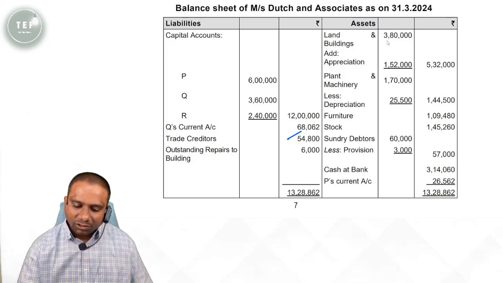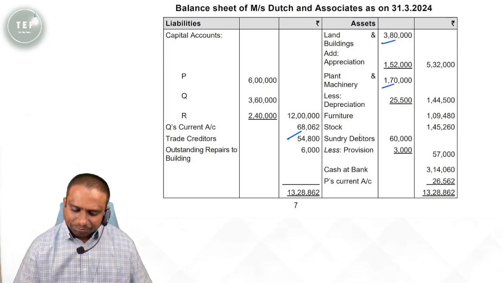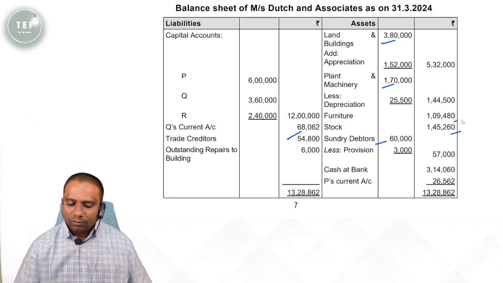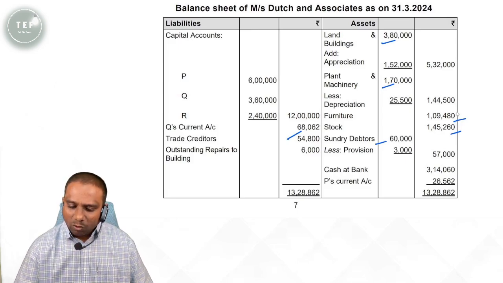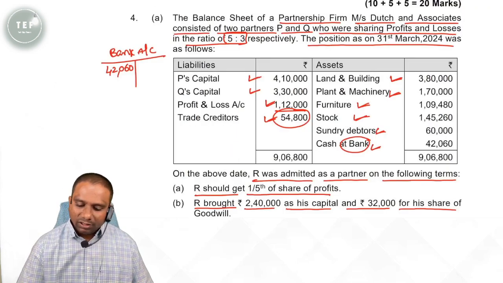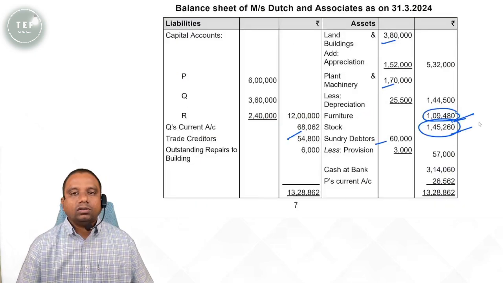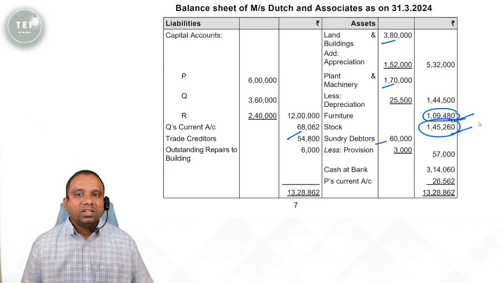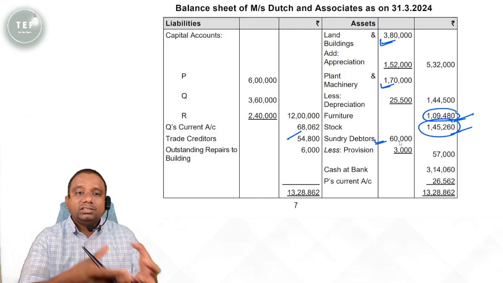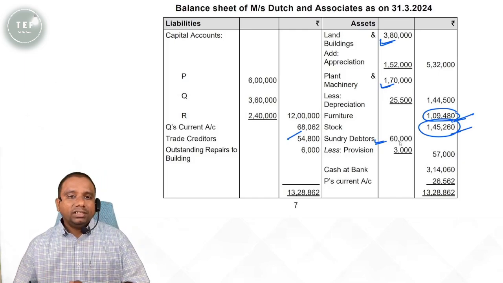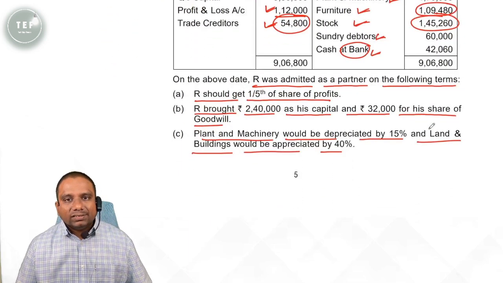Land and building 3,80,000, in the inner column first. Plant and machinery 170. Furniture, debtors, stock. If there is no change in any asset balance, then write down that asset amount directly. Furniture and stock have no change. Remaining assets we have change, so first write down the amounts in the inner column. For this you have to mark which assets have changed and which have not. Now, next step: after completing the balance sheet, go to the next step.